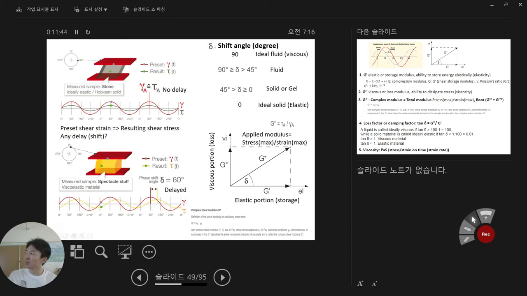higher than 45, and then you can imagine that the viscous portion is increased and the elastic portion is decreased, right? And then we can say there is more viscosity. And when this angle is less than 45, like this, the elastic portion is the same, but the viscous portion is lower. So they turn out to be more elastic, more like a solid material.